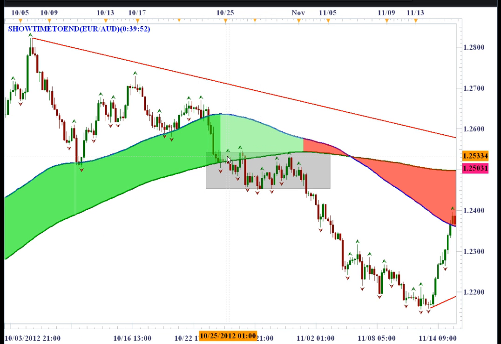And then it breaks through here. You get into the trade here. You could put your stop loss above this candle here. You could put it above this 100 period, or you could put it above this level here.